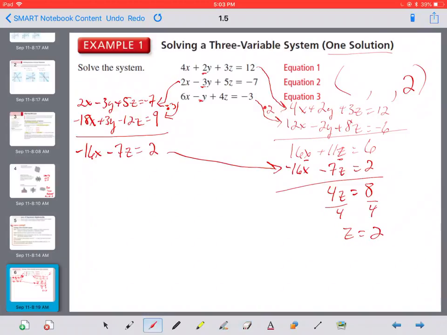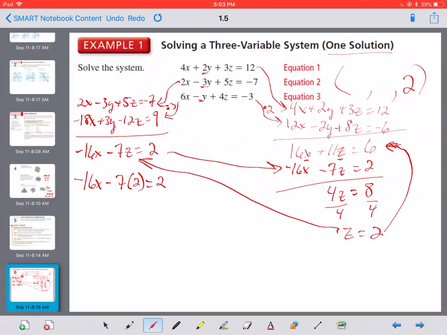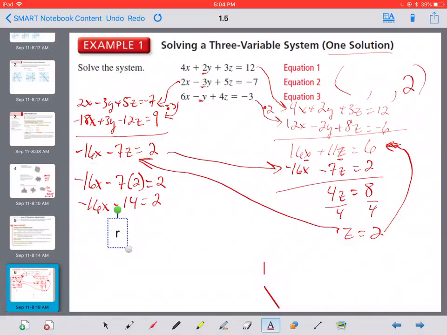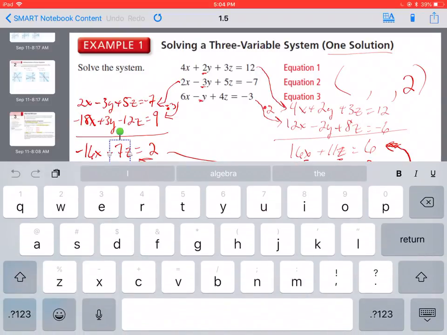Okay. Now that I know what z is, I plug it back in. I can plug it in here. I can plug it into that equation. Or I can take it and I can plug it in over here. And I've got space to work over here, so I'm going to go over to the left. So I'm going to do negative 16x minus 7 times 2 equals 2. Negative 16x minus 14 as I simplify 7 times 2. Add, whoop, sorry, undo. Add, are you serious?